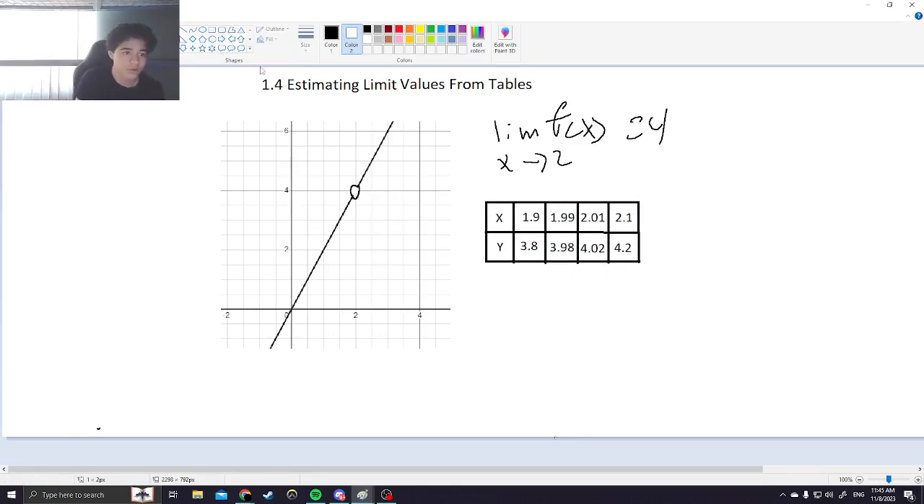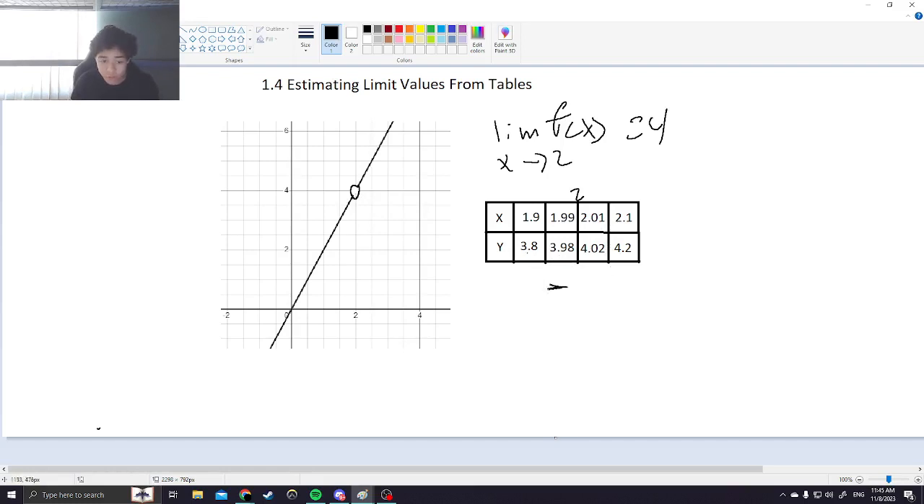At 2, there is no value. If we put 2 in this table, it does not exist. But 2 would go right here in between 1.99 and 2.01. And if you look from the left side here, you have 1.9 to 1.99. That's going to be the line coming up this way, right up close to 2, right? 3.98 is getting really close to 4. And from the right side, 2.01 is just over 4.